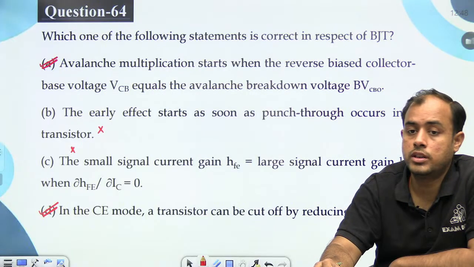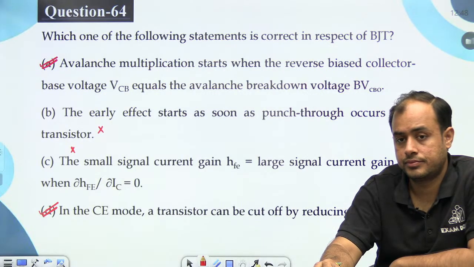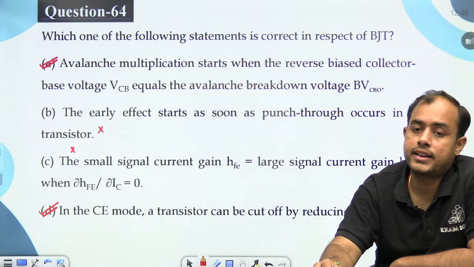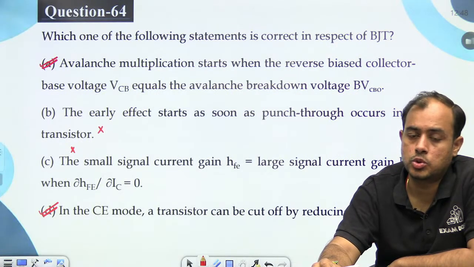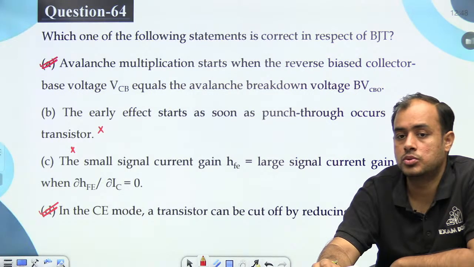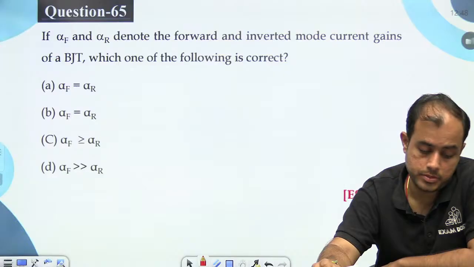मुझे लगता है इसका दो ही होना चाहिए, A और D. अर्ली इफेक्ट का ना एक्सट्रीम केस होता है पंच थ्रू. When you keep on increasing the voltage, the early effect dominates and you get the punch through. OK, so A and D should be.